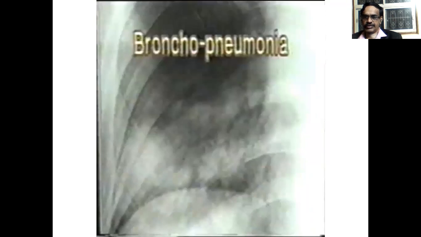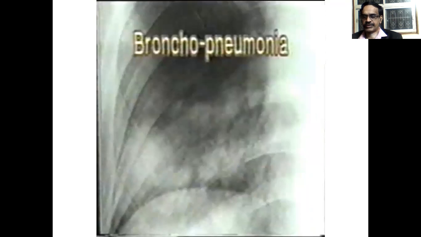This is Kerley B lines. B stands for base. You can see parallel lines in the base of the left lung. This is bronchopneumonia. You will see the X-ray finding is patchy, discrete white opacity in the lungs, isn't it? That is due to bronchopneumonia.